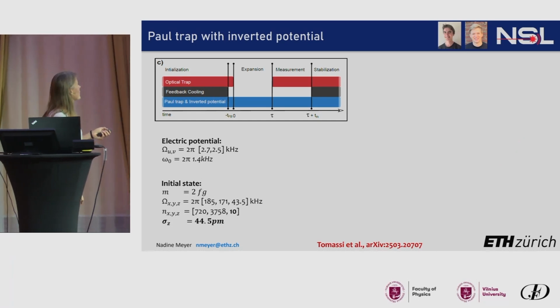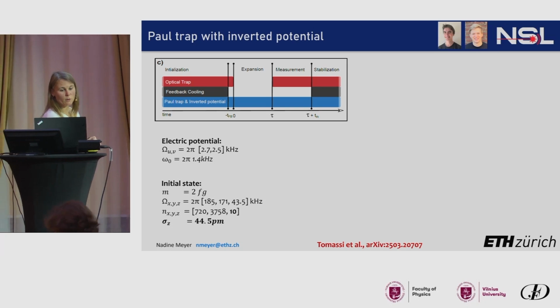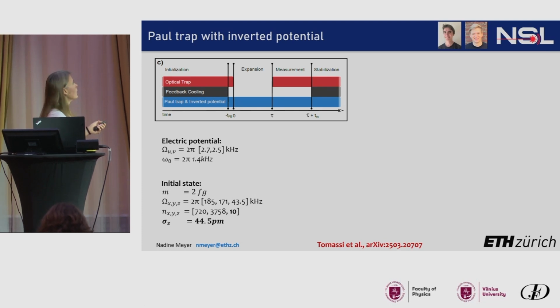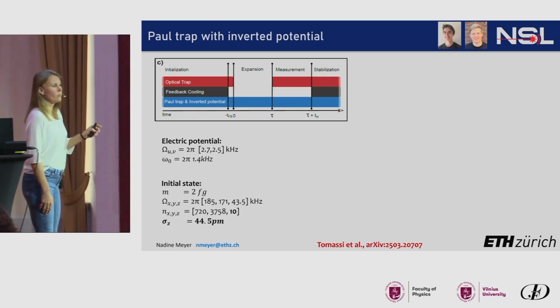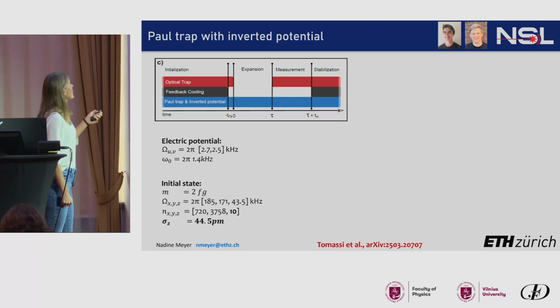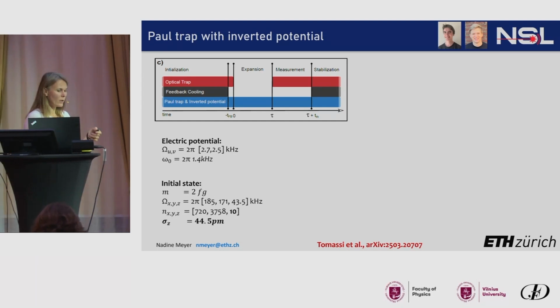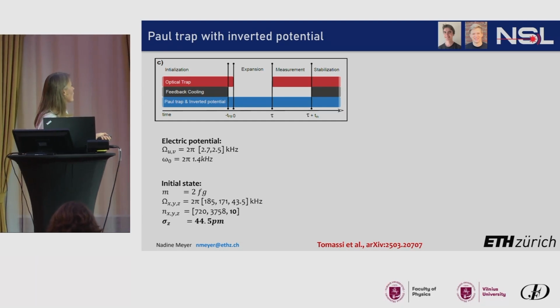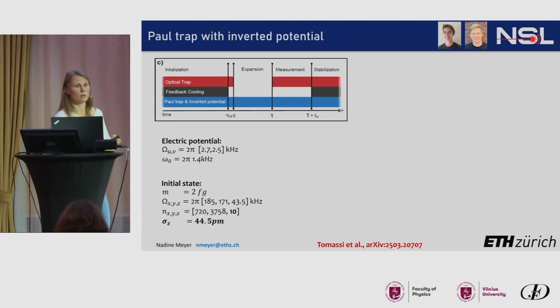So the experimental sequence looks like the following, where you have basically the optical trap, we switch it off, we let it expand, and then we measure, and then we stabilize the particle again. Just a side note, the Paul trap and the inverted potential stay always on, but this is not a problem for the state initialization because the optical trap overpowers the Paul trap. The frequencies of the optical trap are in the range of tens or hundreds of kilohertz, compared to the Paul trap frequencies that are around a few kilohertz.